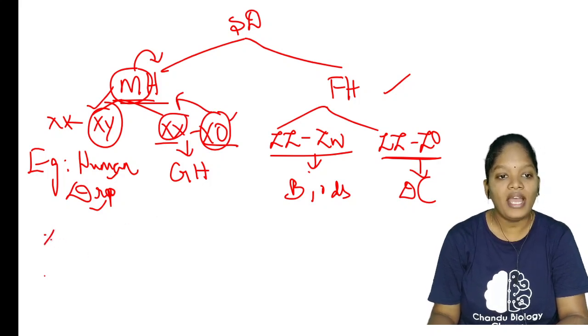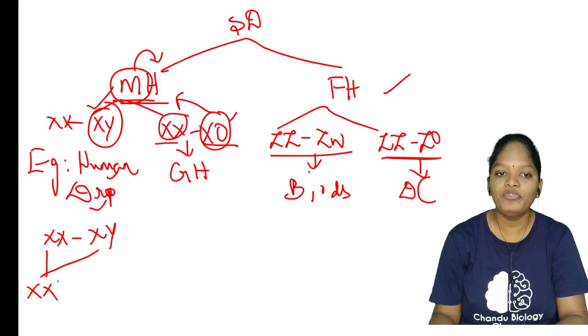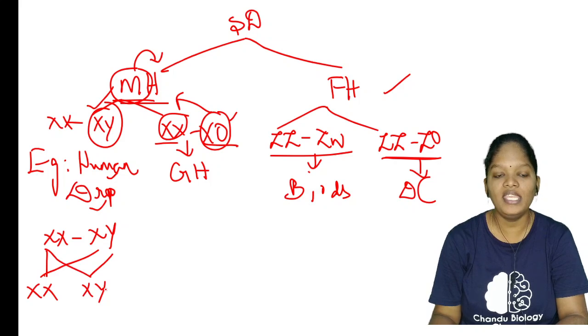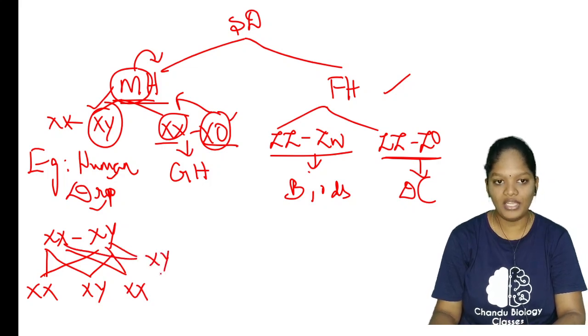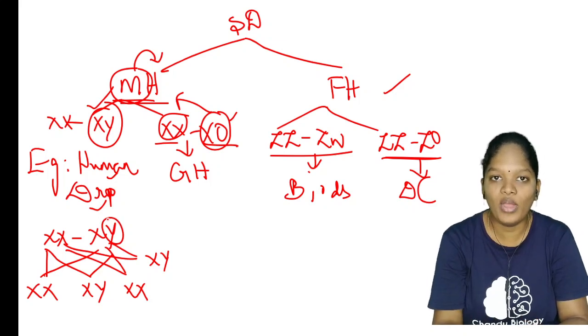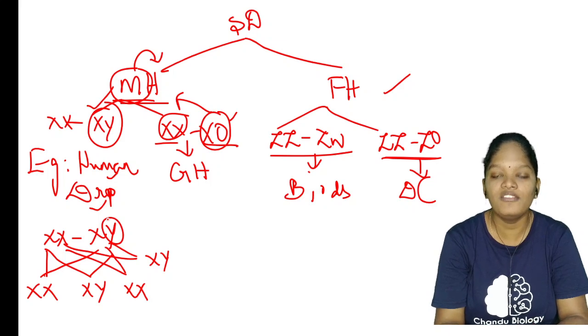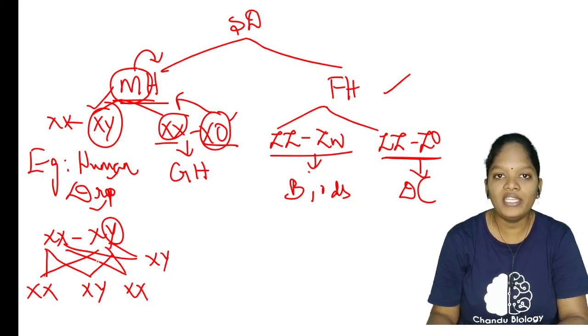Another important thing is XX and XY. If X is fused with another X, it results in a female. If X is fused with Y, it produces a male. Based on the presence or absence of this Y, we can say whether this particular one is male or female. So you should know that in male heterogamety, the decider of sex will be the male, because the Y chromosome is present here.